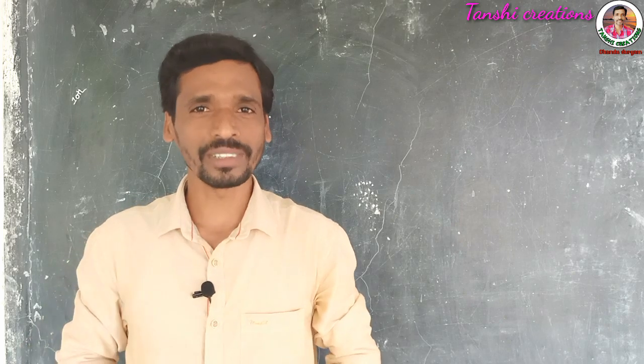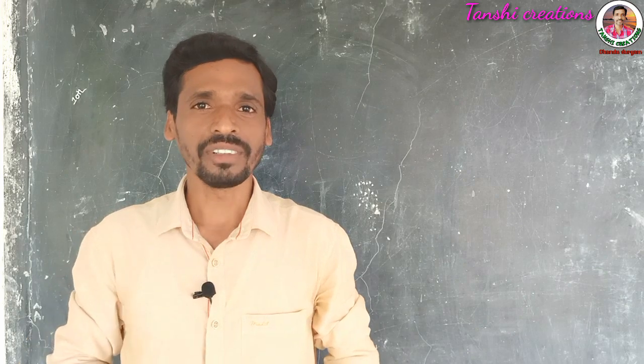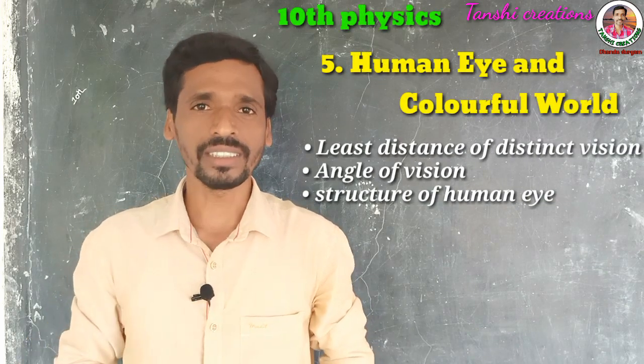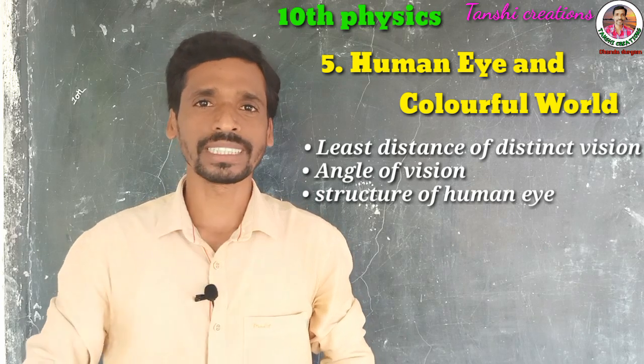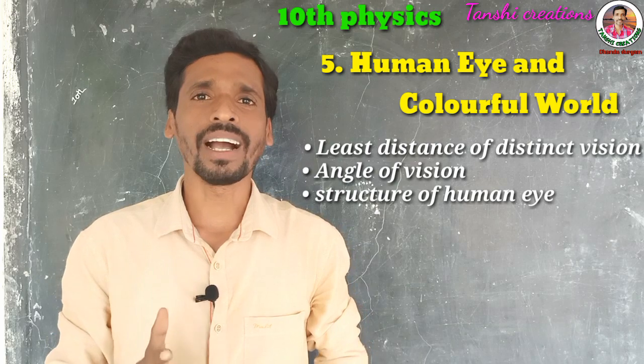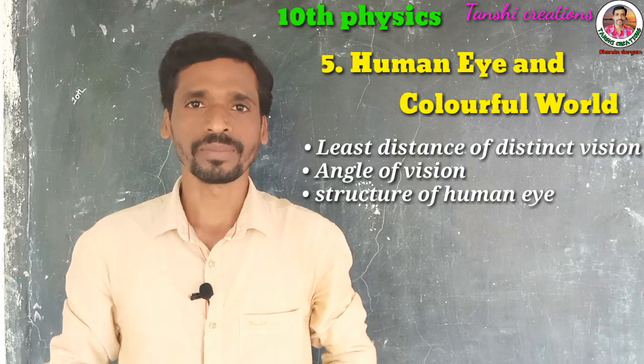Today we are going to learn what is the least distance of distinct vision, what is the angle of vision, and about the structure of the human eye and its working from the fifth lesson, Human Eye and Colorful World.